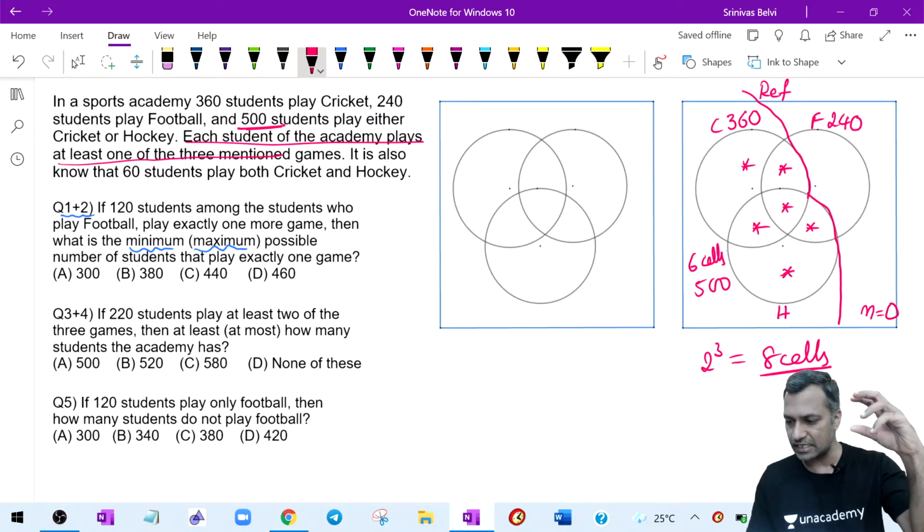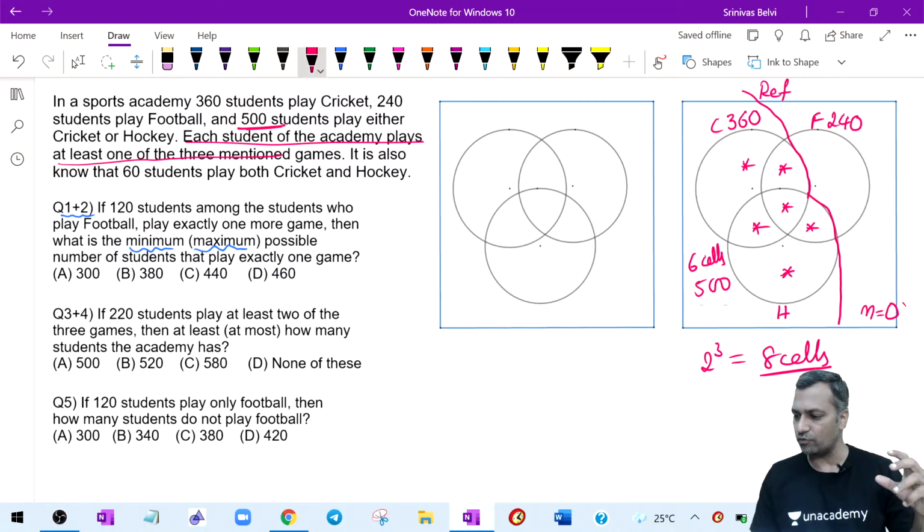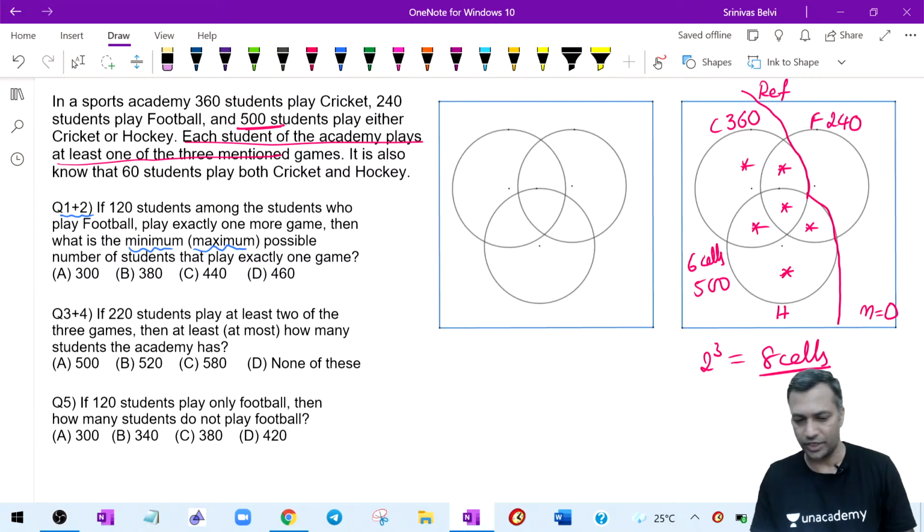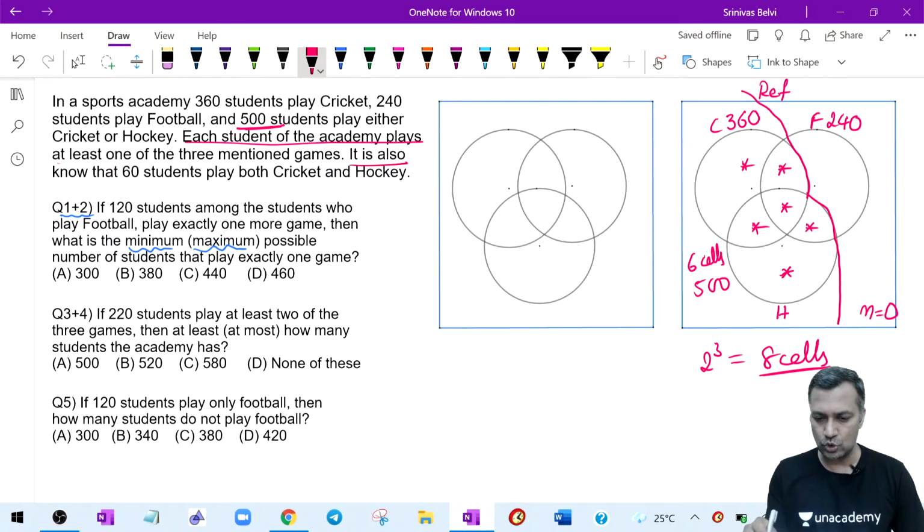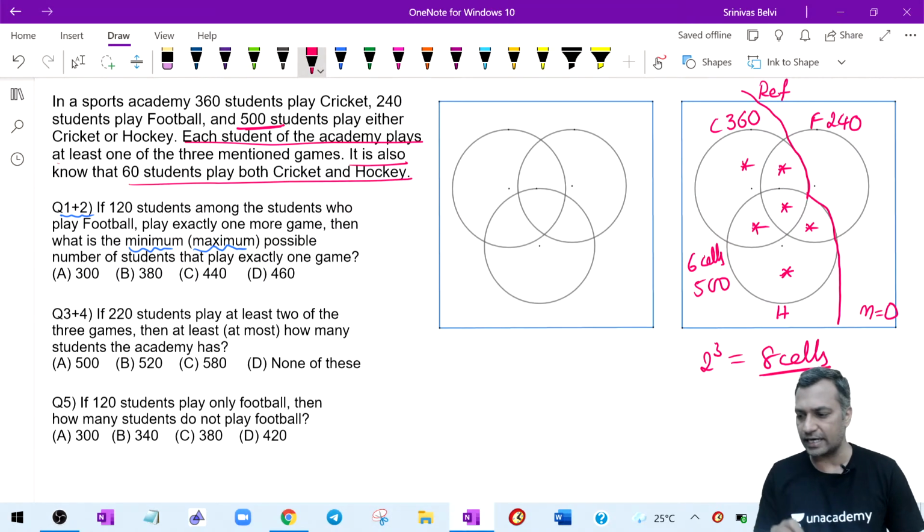I know the value of 6 cells is 500. I know the value of one of the cells is 0. None of them is going to be 0. Then it is also known that 60 students play both cricket and hockey.